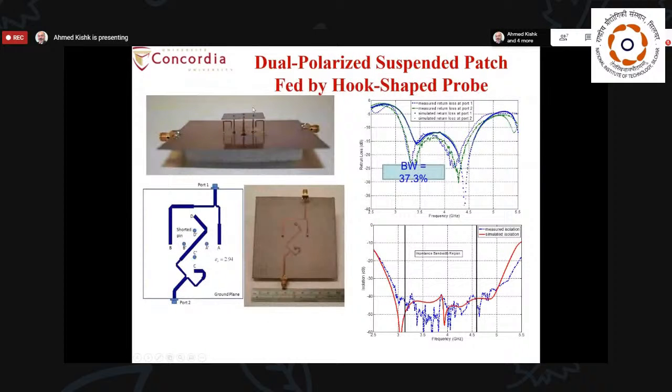Another antenna is a square patch printed on a dielectric substrate and then excited with a Hawk probe, placed less than lambda over 4 from the ground, and another 2 Hawk probes from the other 2 sides. And here is a ground plane backed by a dielectric substrate, where I have printed the feeding network as such.